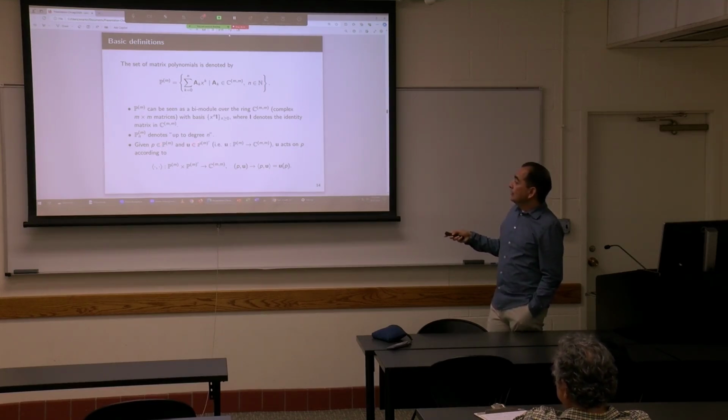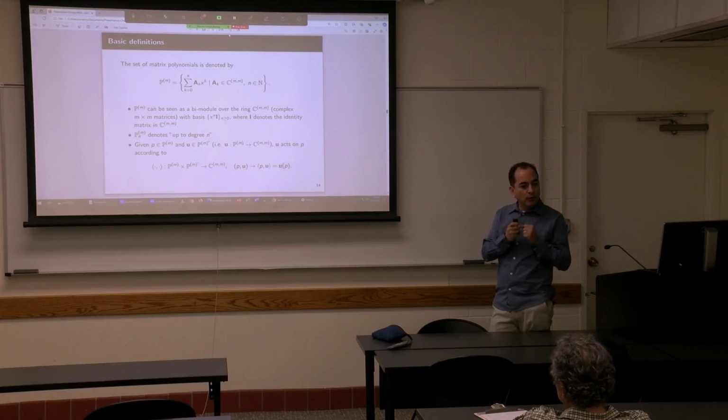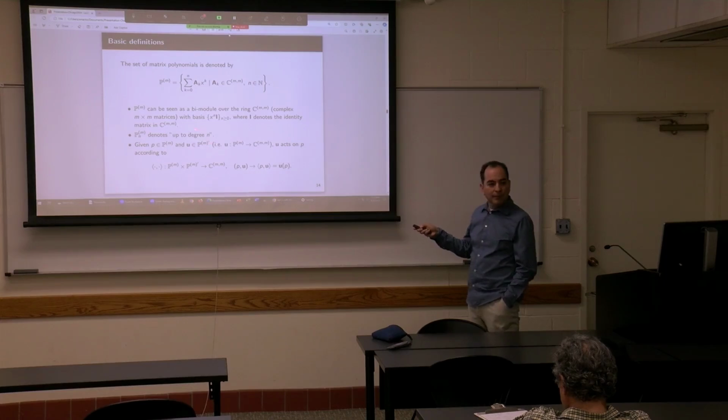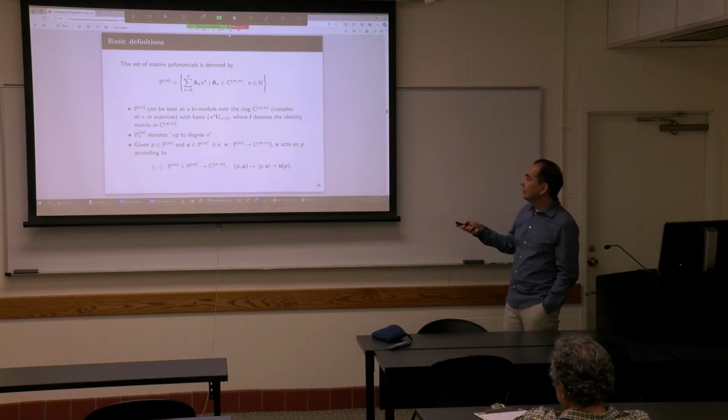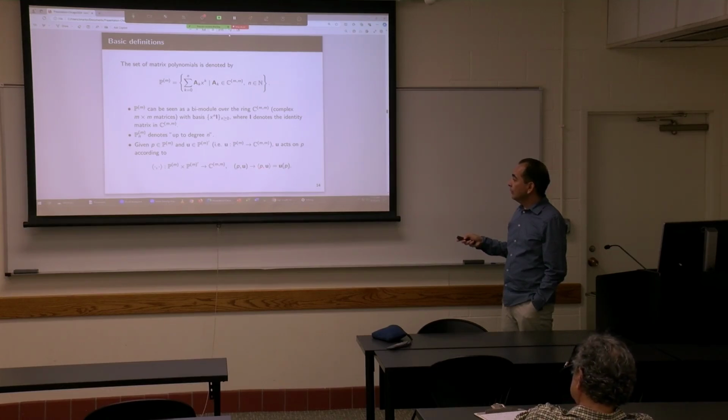And we can consider the space of functionals. This is not really a functional, right? Because it takes a matrix polynomial and returns a matrix. This is the analog of the dual space. And this is linear. If you give it a matrix polynomial, it gives you a matrix. That's all.